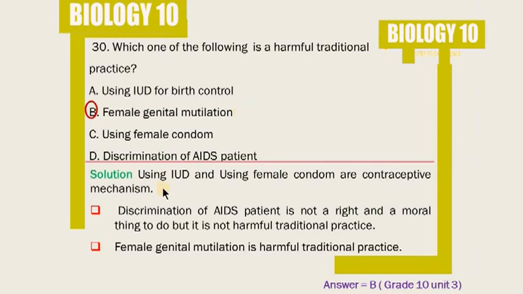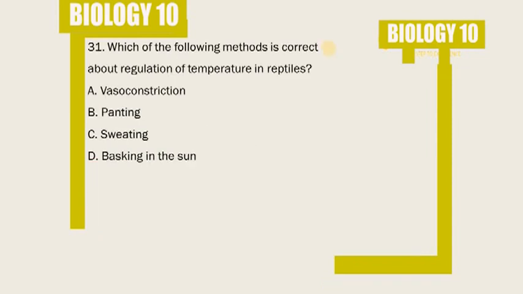Use of an IUD or a female condom are methods of contraception. The discrimination of AIDS patients is not a right or moral thing to do, but it is not a harmful traditional practice. Female genital mutilation is a harmful traditional practice.